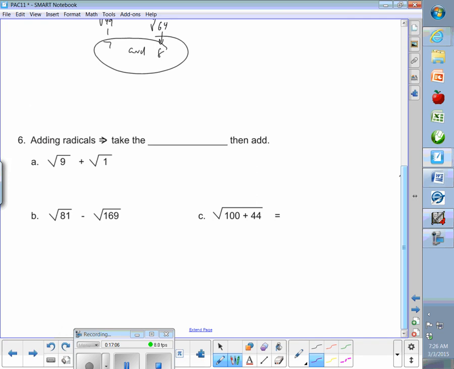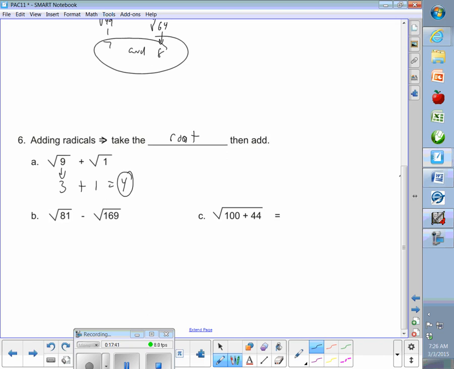Adding radicals. What do you want to do here? You want to take the root and then add in a situation like this. Take the root and then add. So, pretty simplistic. What is the square root of 9? Answer 3. What's the square root of 1? So again, you're looking for what number times itself 2 times equals 1. The answer is 1 because 1 times 1 is 1. 3 and 1, 4. Final answer.